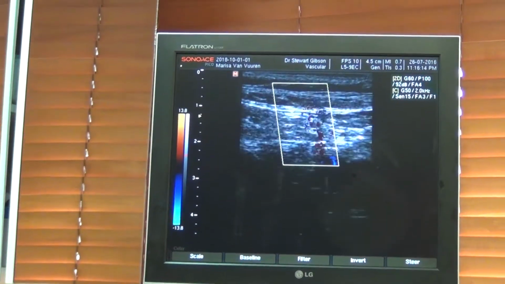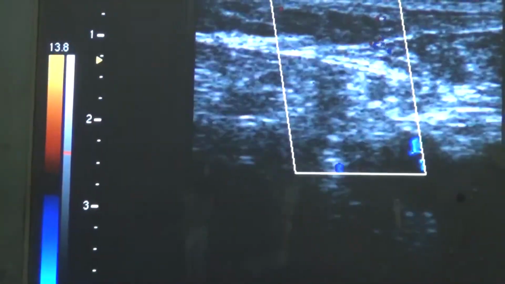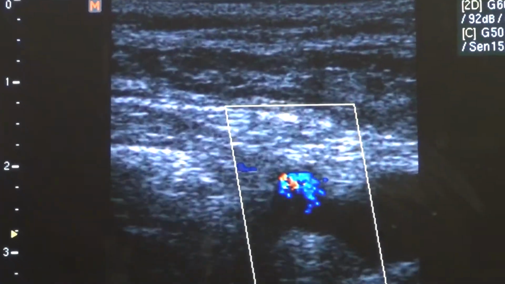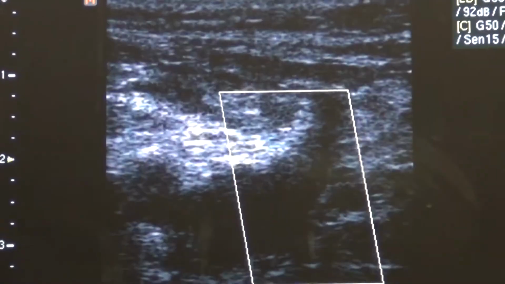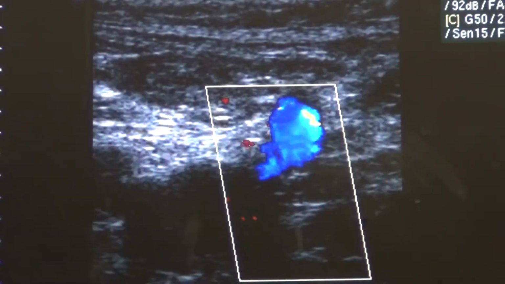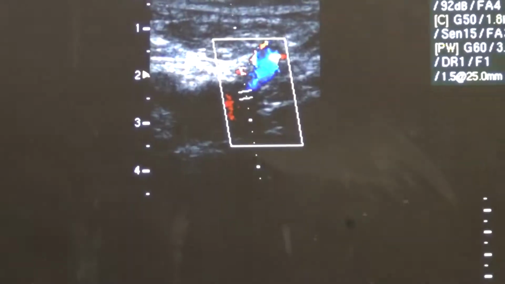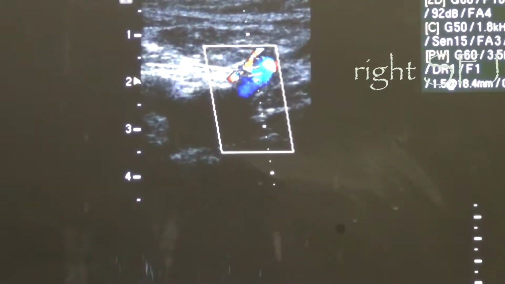Right, we want to demonstrate a particularly high venous return in the saphenofemoral junction of the great saphenous vein. You look at the common femoral artery pulsating, we go immediately and notice a very high flow rate in the great saphenous vein. If we measure this, you can see that it's continuous.